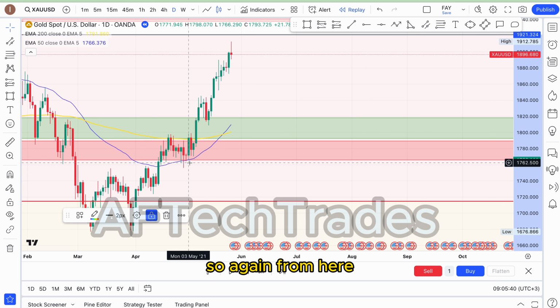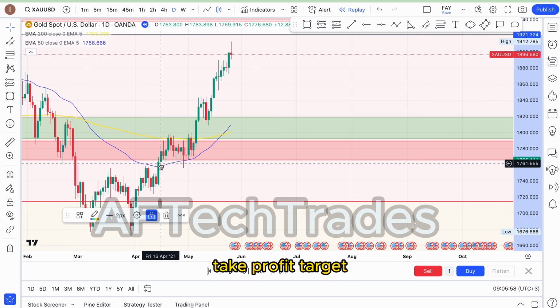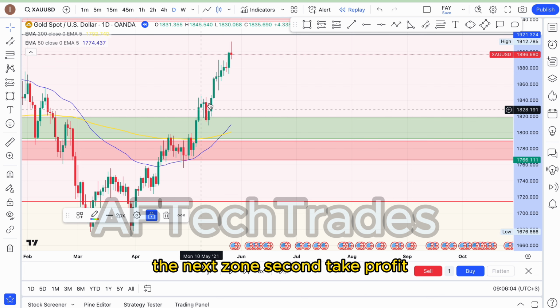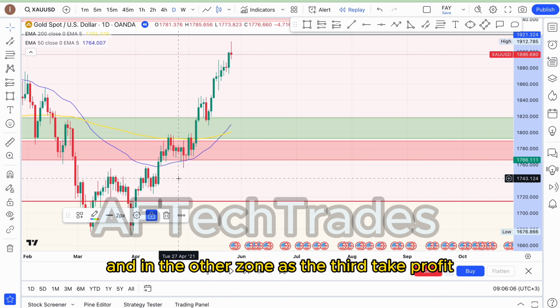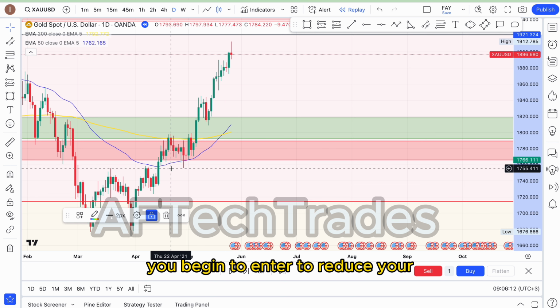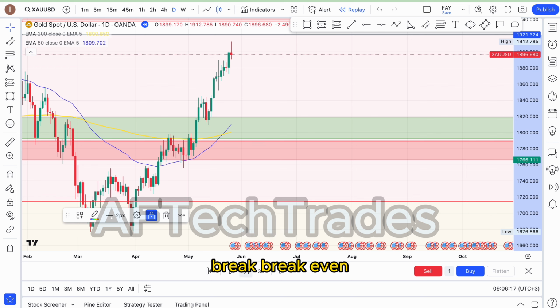So again, from here, this is why, when you are entering a trade, you break it down. If I want to enter like one lot size, what I do is I break it into 0.3, 0.3, 0.3, in 3 places. Then each of them with a different take profit target. The first one, I will use this zone as the first take profit, the next zone as the second take profit, and the other zone as the third take profit. Also, don't forget that as soon as the market begins to move, you begin to reduce your stop loss region, so that you can actually break even.